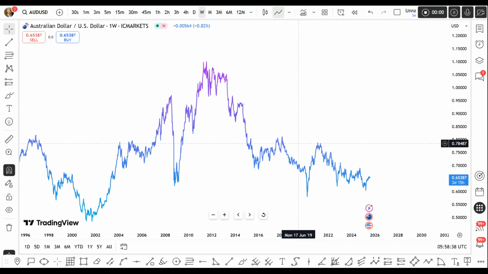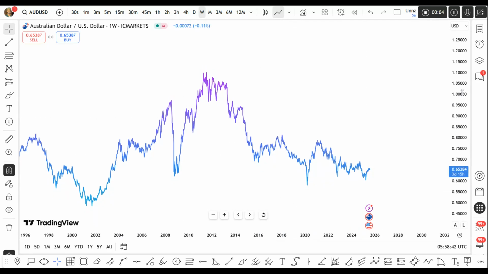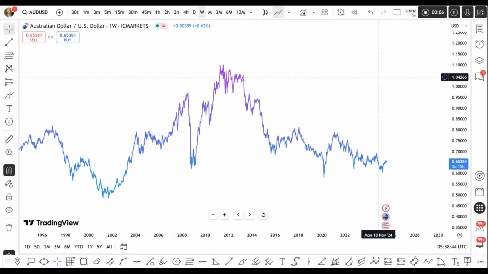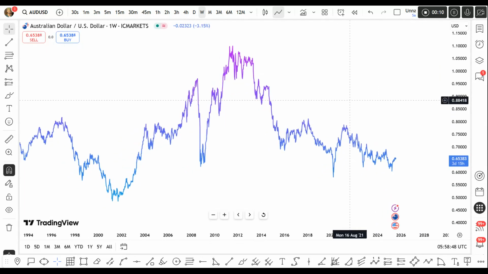AUD USD. Due to our analysis yesterday, I felt that analysis was not right. The analysis was done based on the RBA cut in official cash rates, and from the data, we were expecting a cut from 3.85 to 3.6, but after the official release, the official cash rate remains the same.